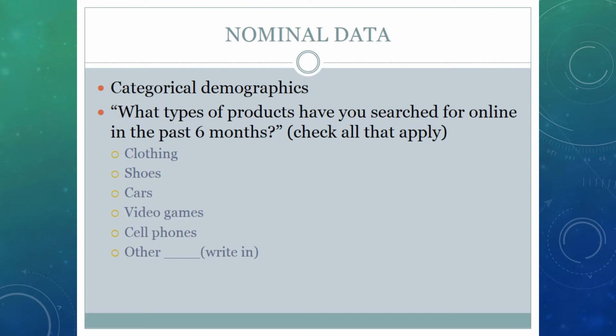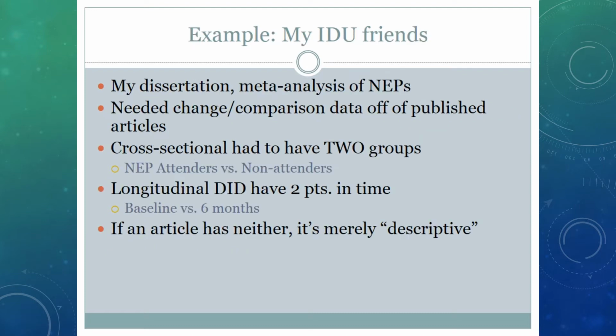They're just going to tell you to check all that apply and what kinds of products have you searched for online. We try to avoid that "other" that you can see at the bottom as much as we can because people will tend to write in things that we're not interested in, but we will get more into that later. But these categories are nominal because it's just names, it's just types of products. We're not saying one's any better than the other, it's just by name only information.